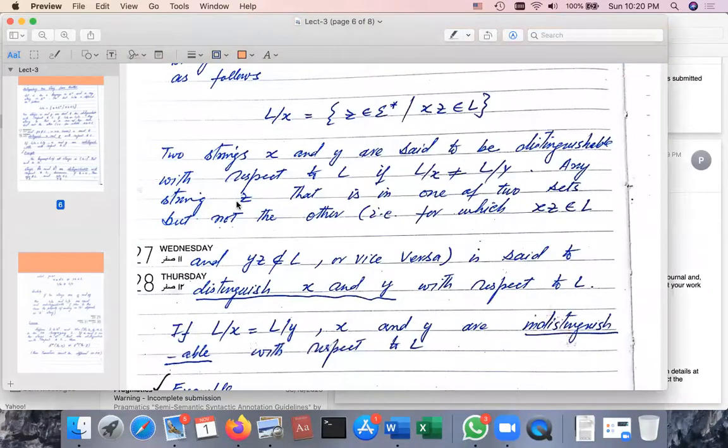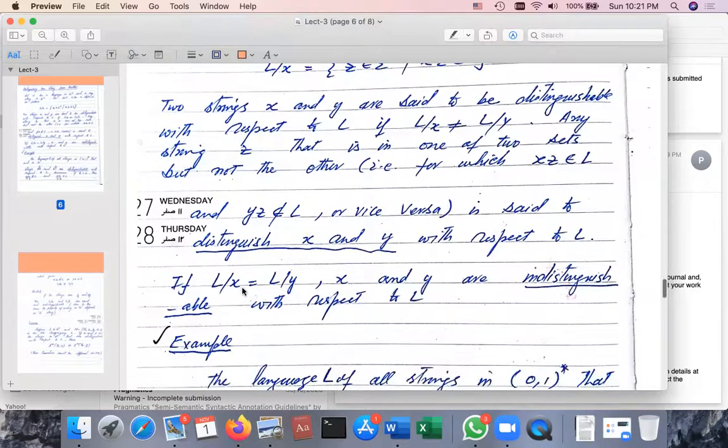So any string z that is in one of two sets, which means xz, this one and that one, is said to distinguish x and y with respect to L. So this is the theoretical step. If xz is belonging to L and yz is not belonging to L, then you can say x and y are distinguishable with respect to that language L.